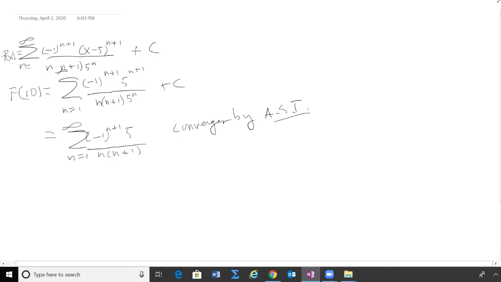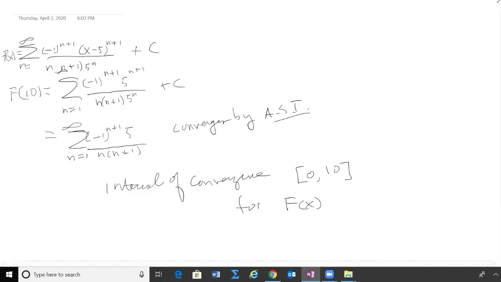Okay, so that means in conclusion, we've got the interval of convergence as 0, 10 for f of x, the integral of the original function f of x. Okay, that was long. Hope you made it through.